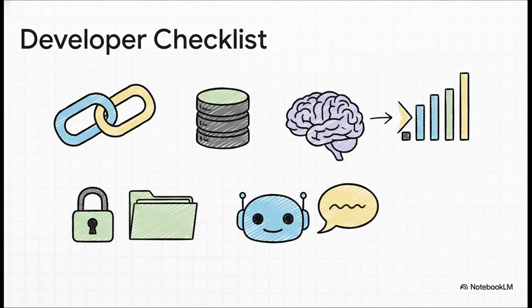LangChain is like the conductor of the orchestra. It's a framework that helps all the other parts talk to each other. ChromaDB is your smart library, a simple vector database you can run right on your own computer. Then you need two brains, an embedding model from a provider like Google to turn your text into coordinates, and a large language model like Gemini to actually generate the final answers. Oh, and a huge pro tip. Always keep your secret API keys in a separate file called .venv to keep them safe.